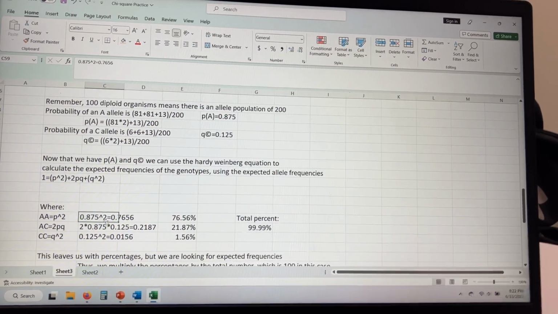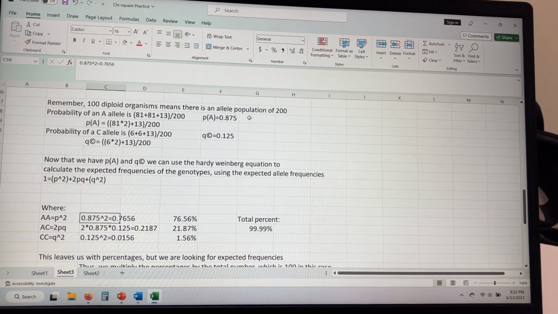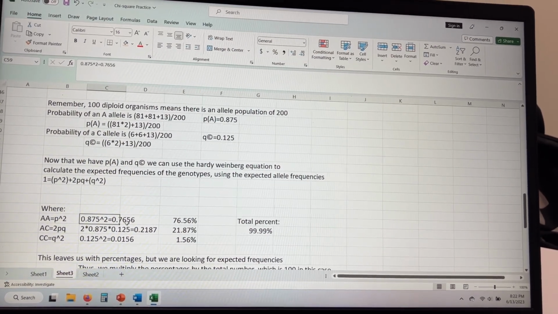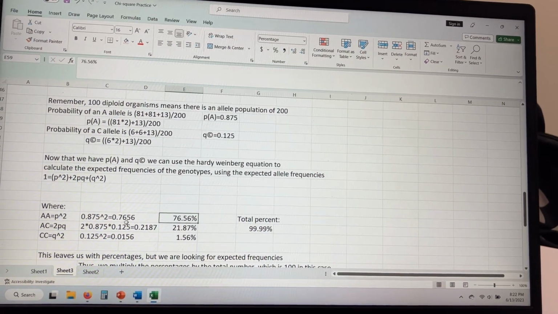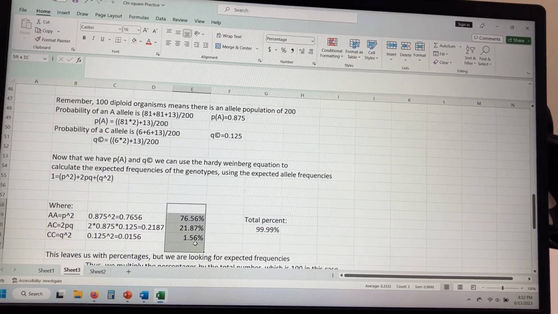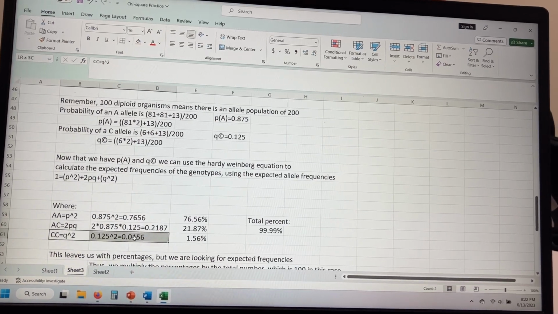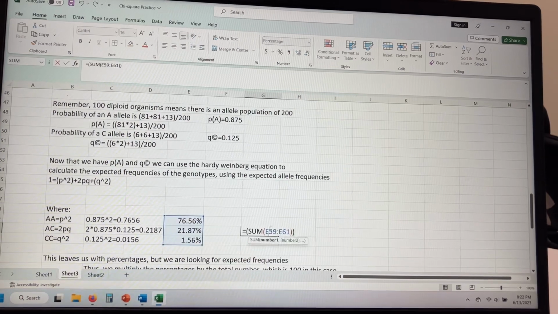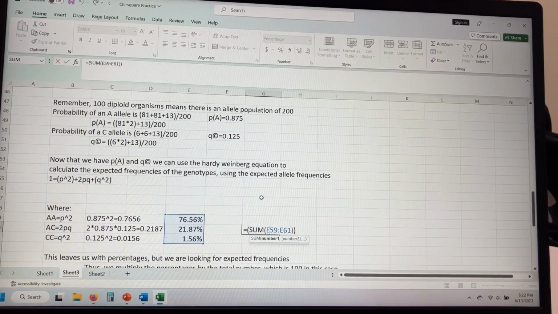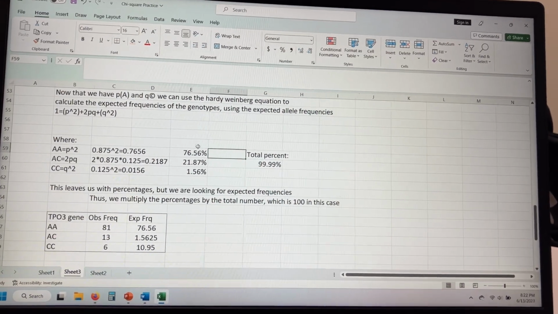So we'll take those values again. AA would equal p squared, so 0.875 squared, and that'll give us a frequency of 0.7656, and here's a percentage for that, and we'll just carry that out each time. And here are the percentages of it. And I calculated the total percentage here because it should ideally equal 100. Oops, I think I have a rounding error somewhere. But these are just percentages.